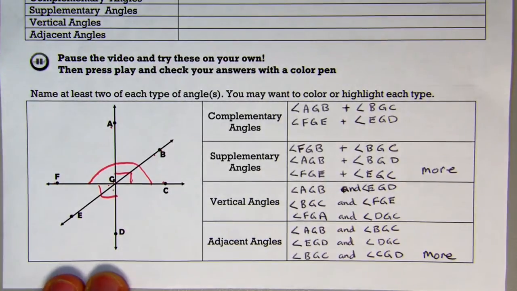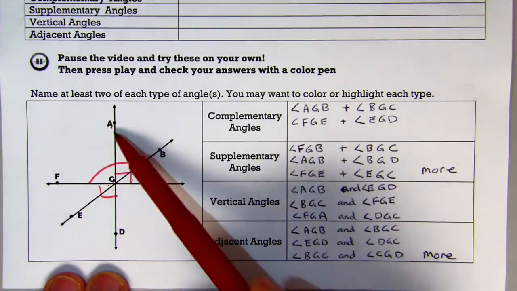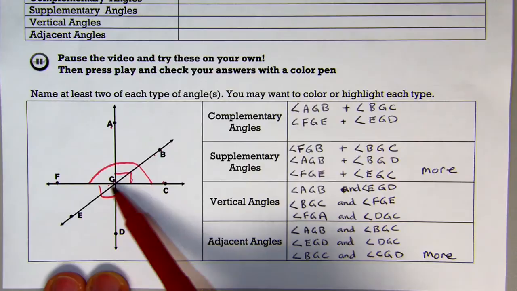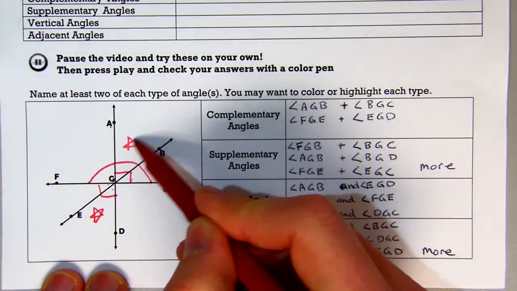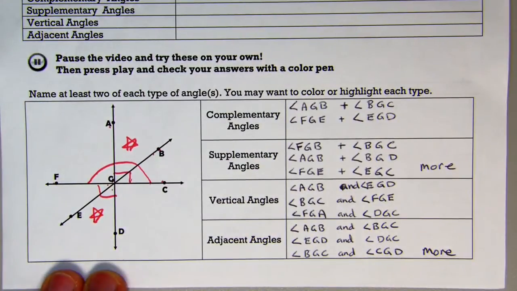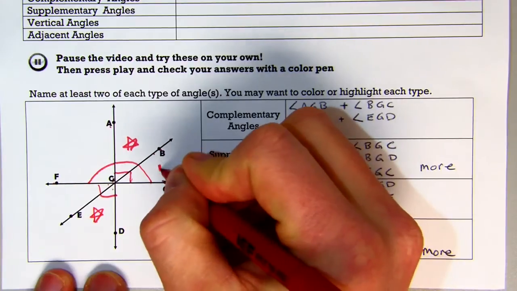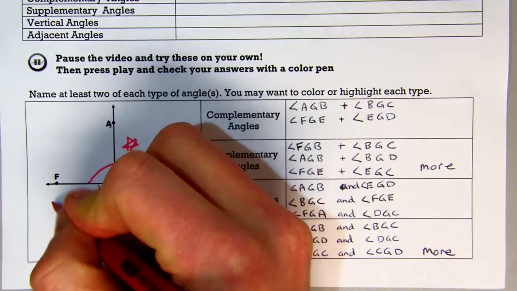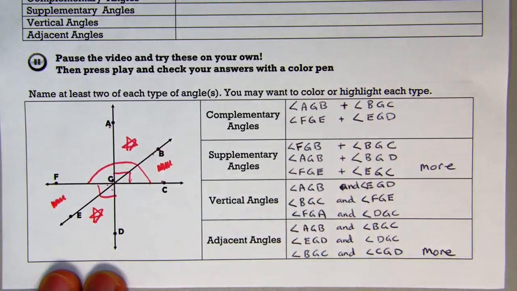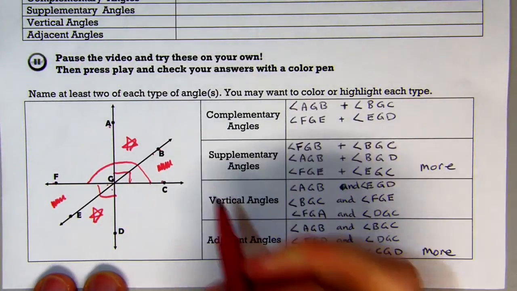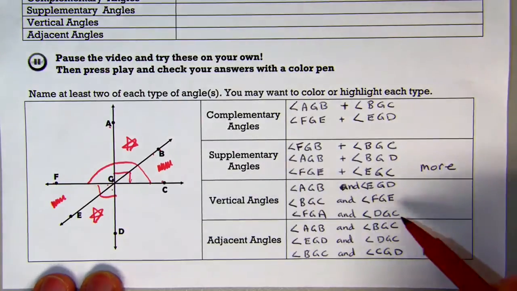And then we have our vertical angles. It's our opposite angles. So one example was AGB, and the opposite would be EGD. So we'll put a little star there and a little star here. Notice how those are opposite. A couple more that were found were BGC. We'll put just a squiggle line there. We'll put a squiggle line over here, the opposite one. Okay. And then we also said FGA and DGC. And you probably could have found some more from that as well.